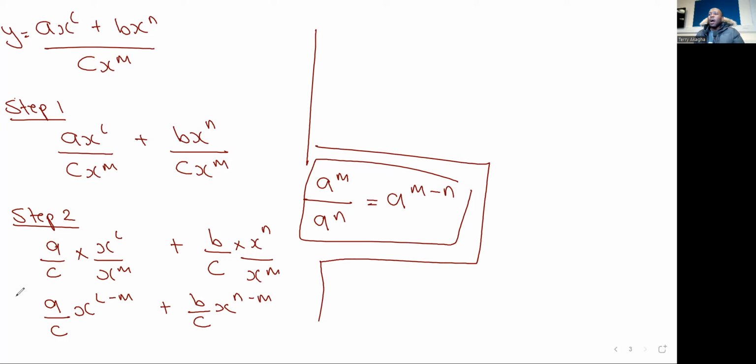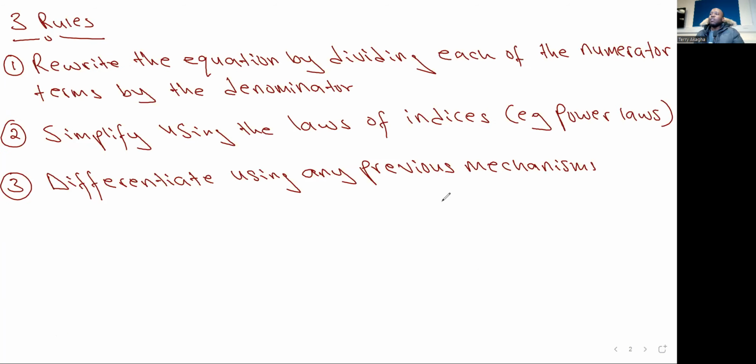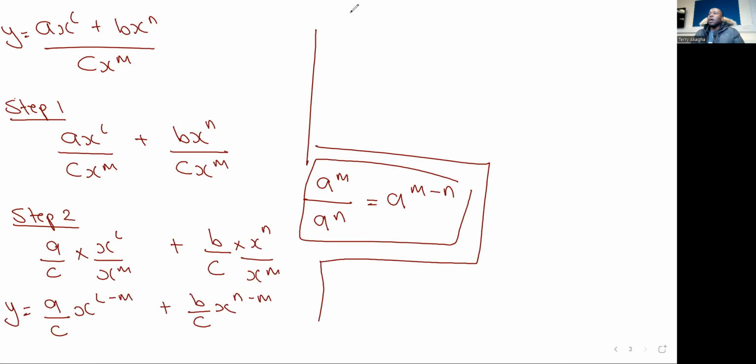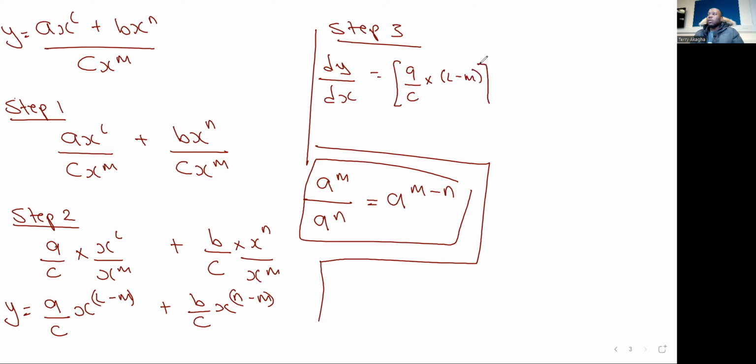So now y is equal to this. Now we can apply the power rules here to solve this. So we can now differentiate. So dy over dx will now be equal to, as usual, this is the powers now, okay? You bring down the power and multiply this. So it's going to become a over c multiplied by l minus m, then x to the power l minus m minus 1. Do you remember? You bring down the power and you subtract 1.